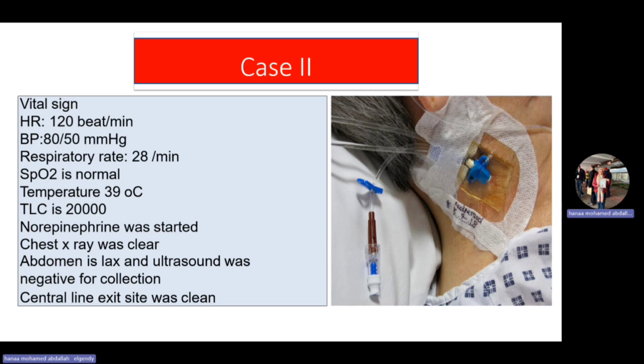Temperature was 39 and TLC was 20,000. Norepinephrine was started. Chest X-ray was clear. The abdomen was lax and ultrasound was negative for collection. And the exit site was clean, as seen in the figure.